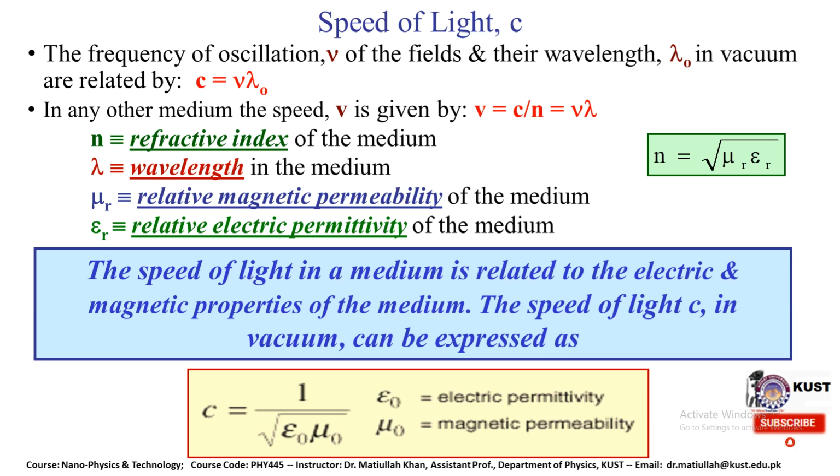If we consider the refractive index, that is the ratio between the speed of the wave in vacuum and in the medium, then from that equation we can get the value of v, where v is equal to c divided by n, and v is equal to nu lambda, and in that we can calculate the unknown values and find the speed of light. So the speed of light in a medium is related to the electric and magnetic properties of the medium. The speed of light in vacuum can be expressed in this equation, c is equal to 1 over the square root of mu naught epsilon naught.